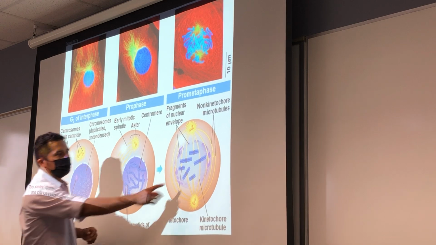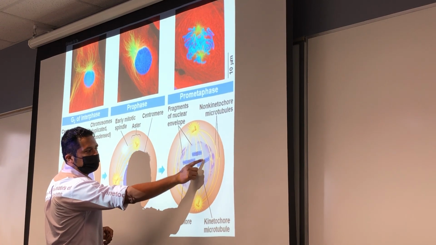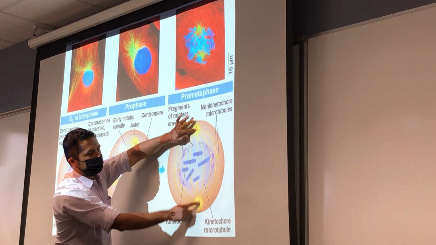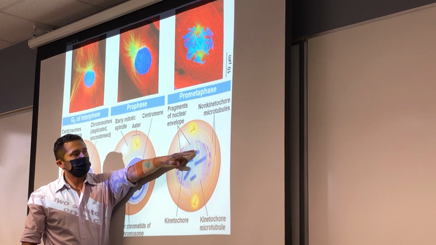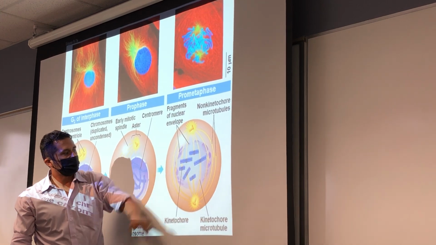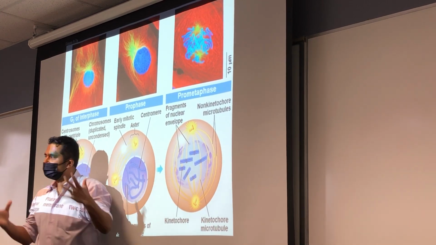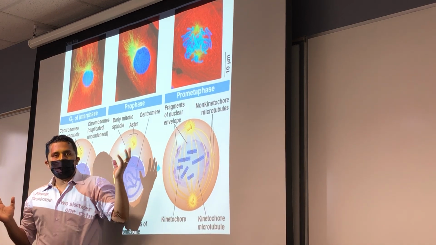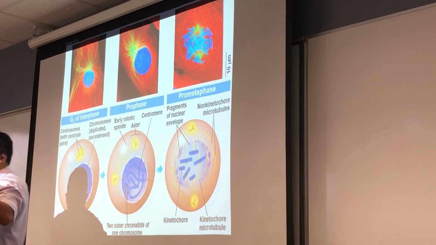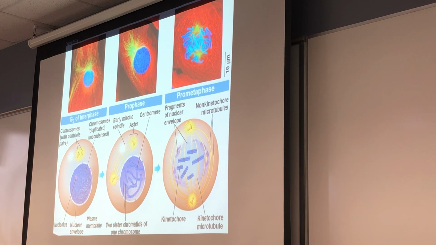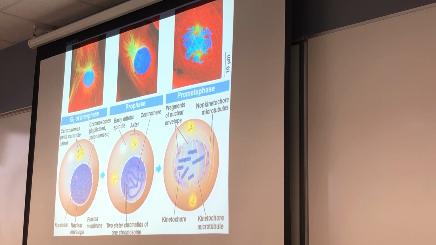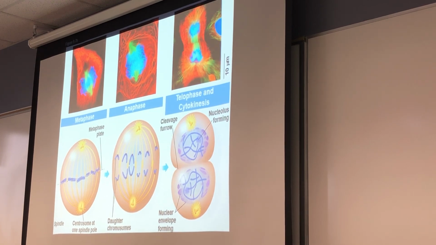Okay. So here you have some chromosomes, kinetochores, bound to microtubules from both ends, but here you only have one, the other one is not. Right? So in this phase, that's where the microtubules are going to invade the nuclear region and bind to the kinetochores of the chromosome. But they're not in the middle yet.